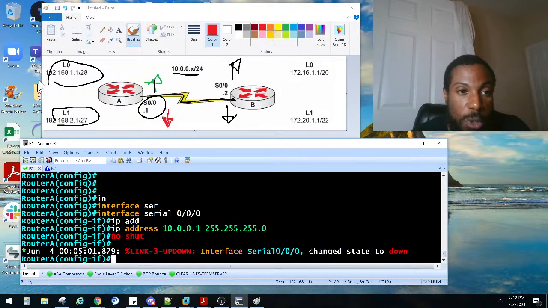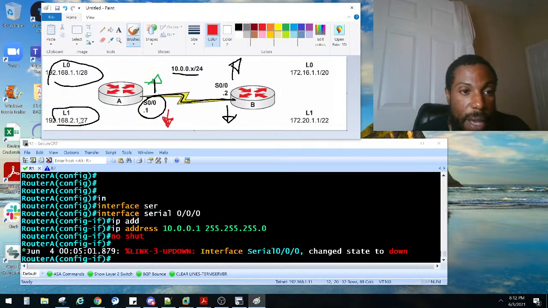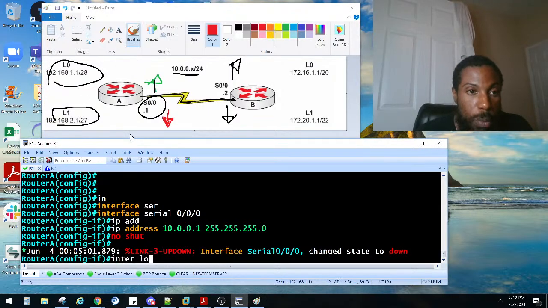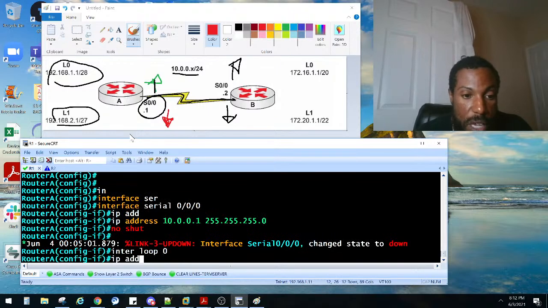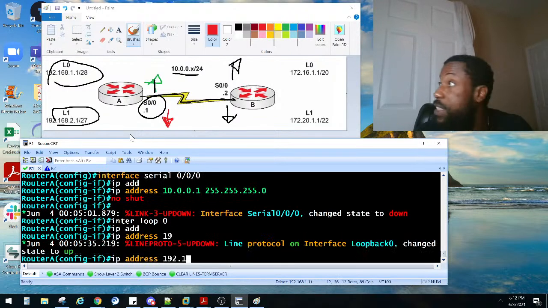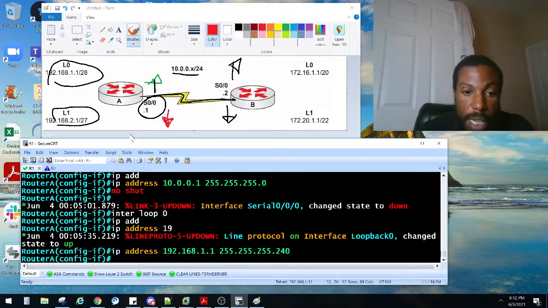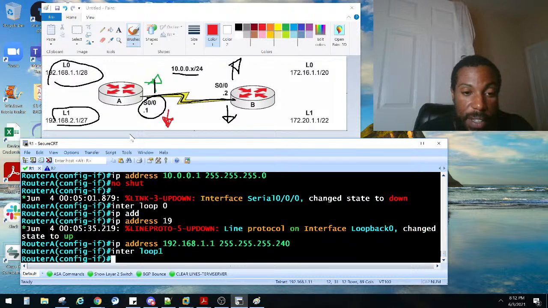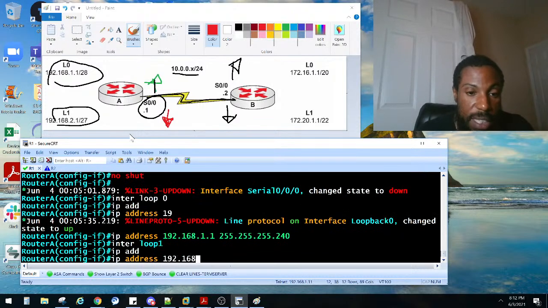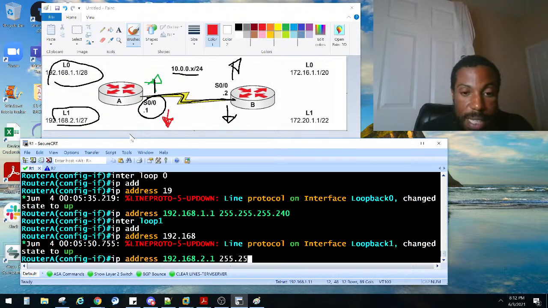So let's do these loopbacks right here. This loopback and that loopback, right? Interface loopback 0, give him the IP address of 192.168.1.1 /28, subnet is 240, right? Yes. And then interface loopback 1, his IP address is 192.168.2.1, subnet mask of /27, which is .224, right?